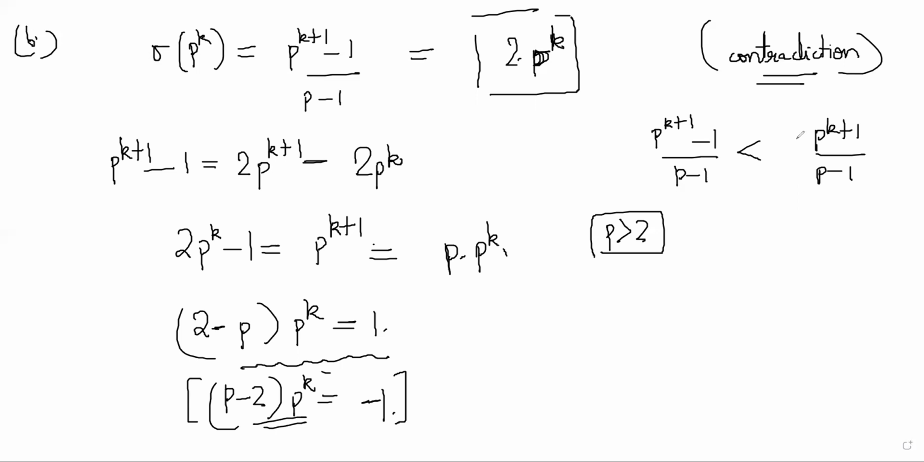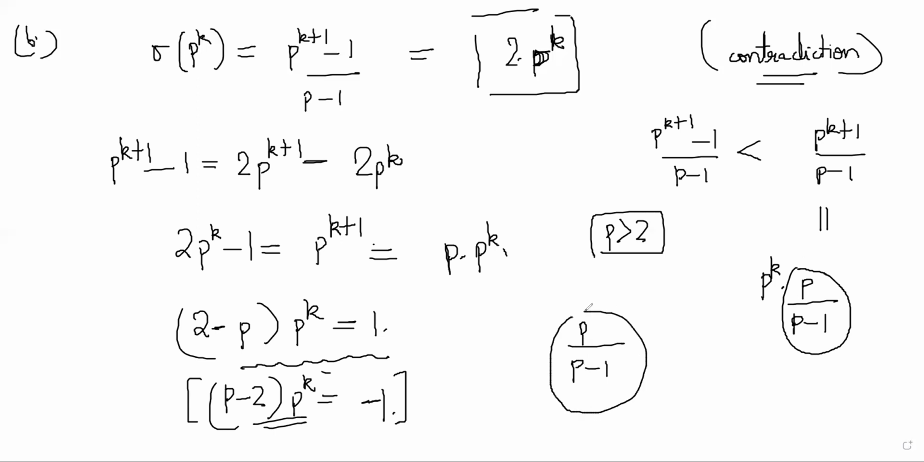Wait, where do you take out the P? From here, from the right side. P power K into P by P minus 1. So this is basically always less than 2, it is always less than 2 for odd primes, because obviously it is just 1 point something, right? So it will never be equal to 2 into P power K.